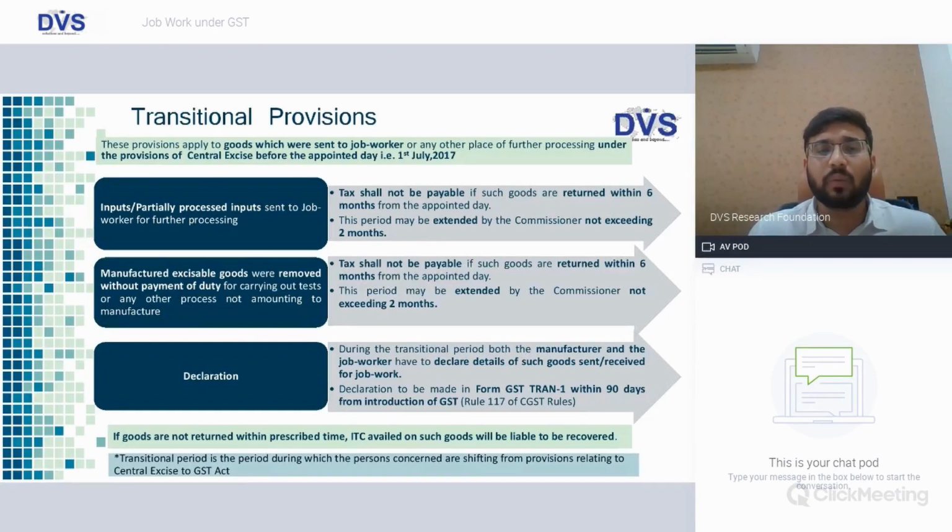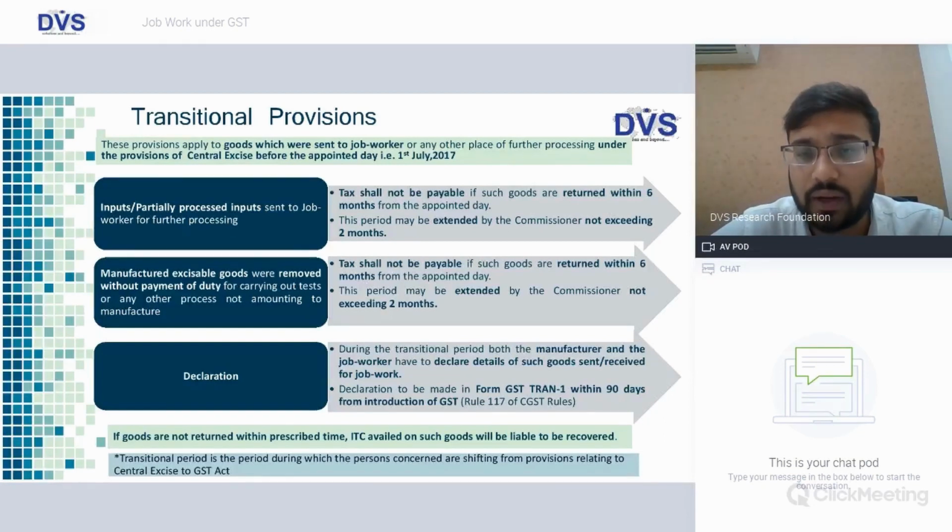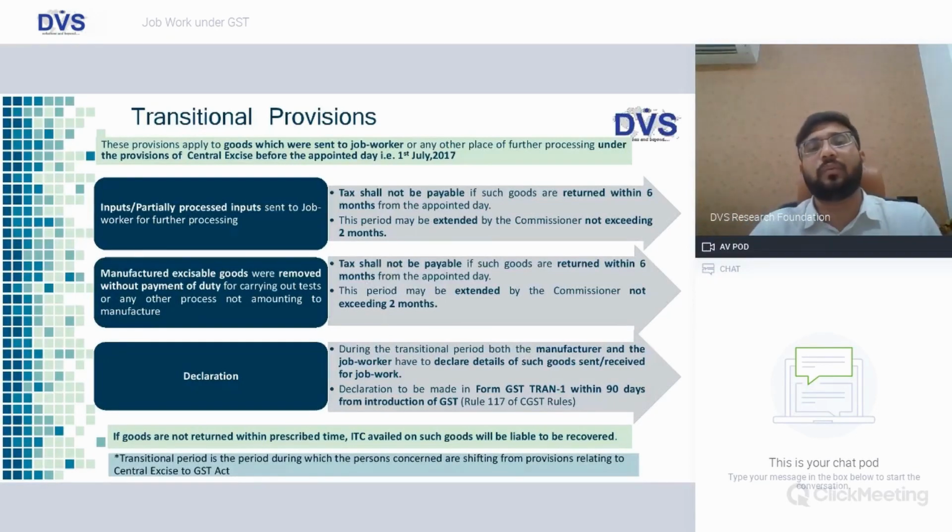Transitional provisions. What if the goods were sent for the purpose of job work before the appointed date, that is 1st of July 2017, when GST came into effect in India? Where the goods were sent under the provisions of Central Excise for the purpose of further processing, what will happen? For inputs or partially processed inputs sent to a job worker for processing, tax shall not be payable if such goods are returned within 6 months from the appointed day. This period may be extended by another 2 months, so 6 plus 2, that is 8 months. If the goods are sent back, no tax shall be levied.